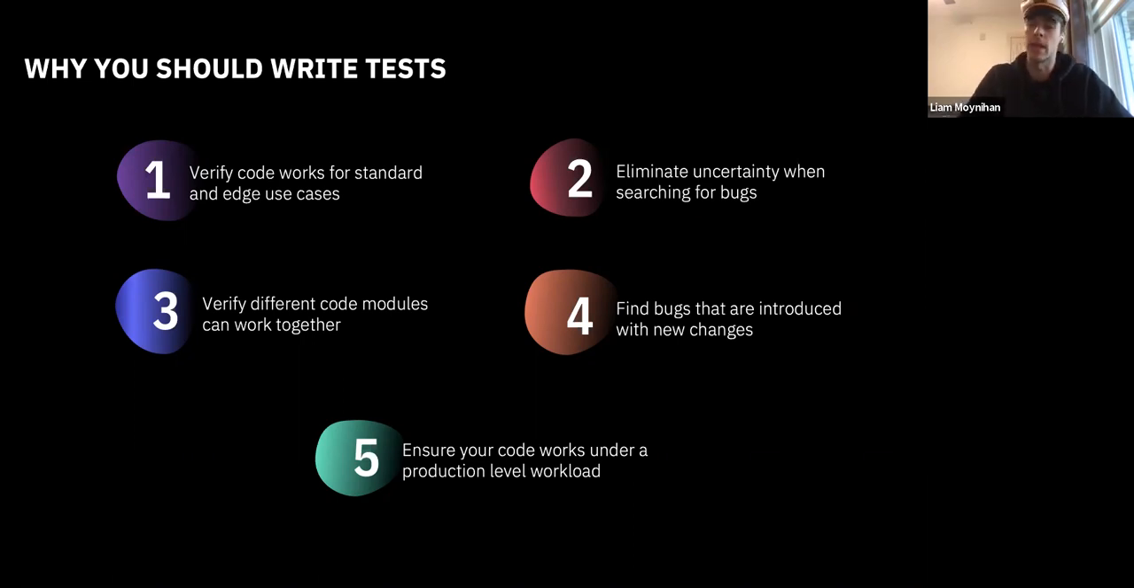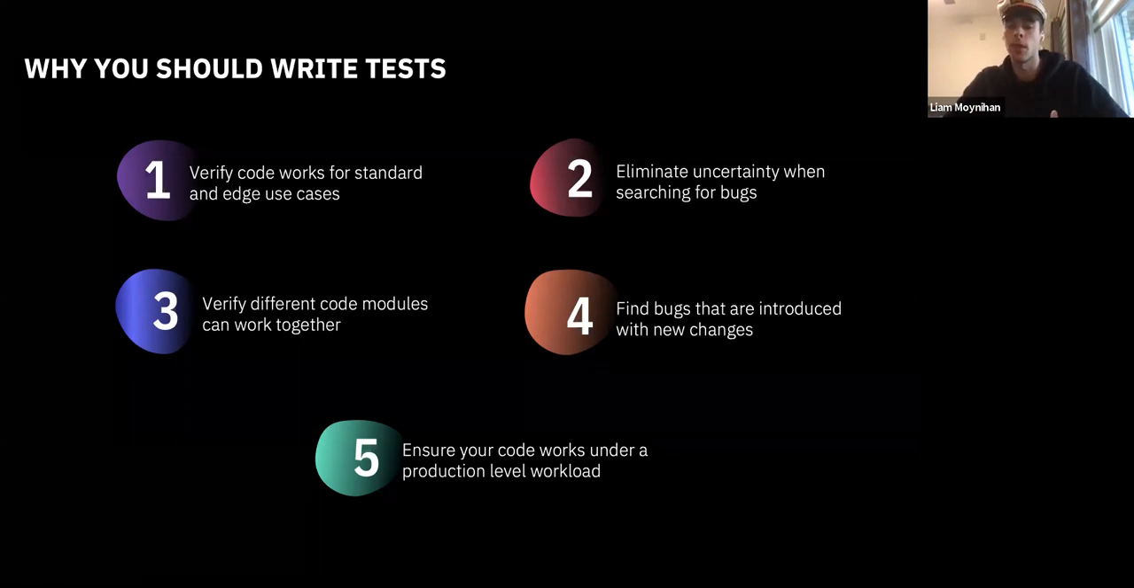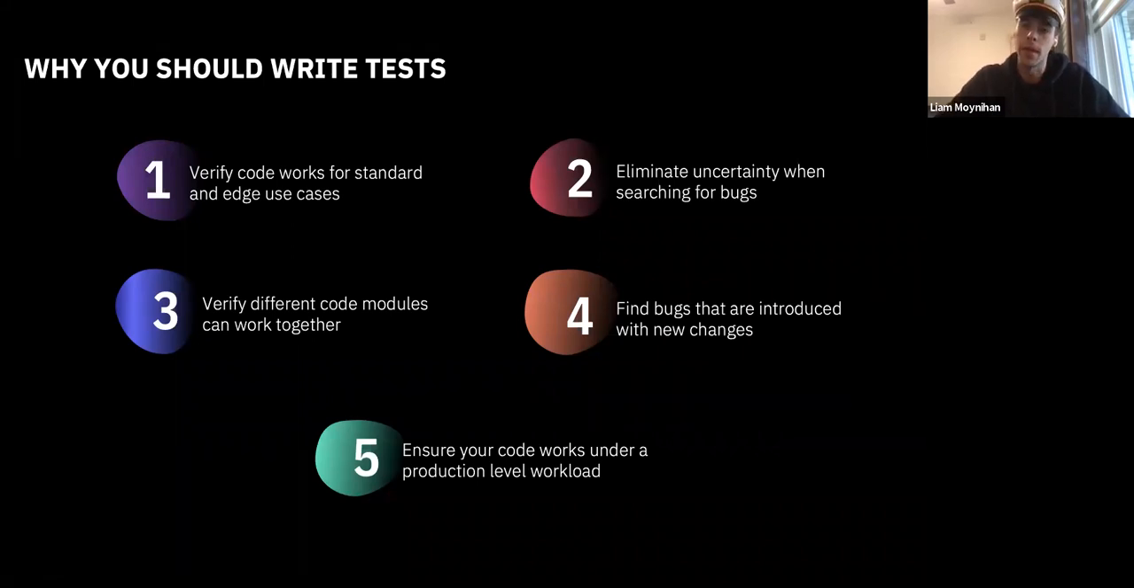Whenever you're looking for bugs, tests really help you eliminate uncertainty that you may get when you're just trying to manually verify something. It's also really important if you're working with a bunch of different modules that are all working together, or you're working with a big team of people, or even just more than just yourself. It's really important to have tests so that you can have a level of confidence in your code. They can also help you down the line if later you add some changes to your code that introduces new bugs. These tests can help you catch that early on. And you can also use tests to just ensure that your code works at a production level of workload.